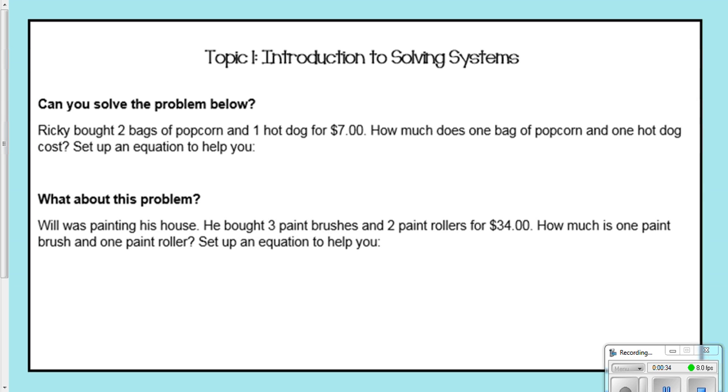Okay, so 2 bags of popcorn. Well, I don't know how much popcorn is, so I'm going to say 2x, plus a hot dog. Well, I don't know how much hot dog is, so I'm going to say y, equals 7. I'm going to give you a second to look at that and determine if you can actually solve that and tell me what does x equal and what does y equal.